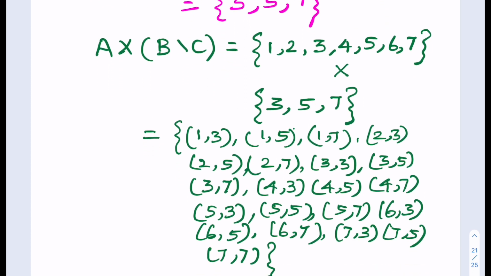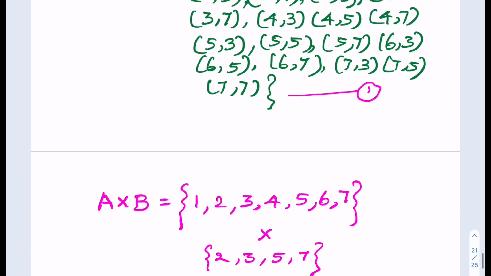So we have to find the ordered pairs. Let us start with (1, 3), (1, 5), (1, 7), (2, 3), (2, 5), (2, 7), and it goes on. So A × (B − C) is a set of ordered pairs (1, 3), (1, 5), (1, 7), (2, 3), (2, 5), (2, 7), (3, 3), (3, 5), (3, 7), (4, 3), (4, 5), (4, 7), (5, 3), (5, 5), (5, 7), (6, 3), (6, 5), (6, 7), (7, 3), (7, 5) and (7, 7). Now let us name this as equation 1.